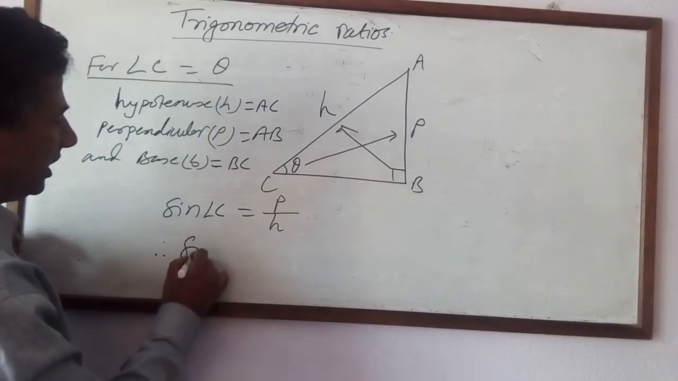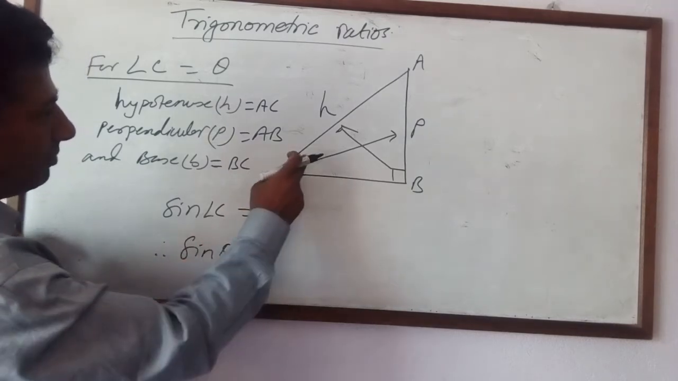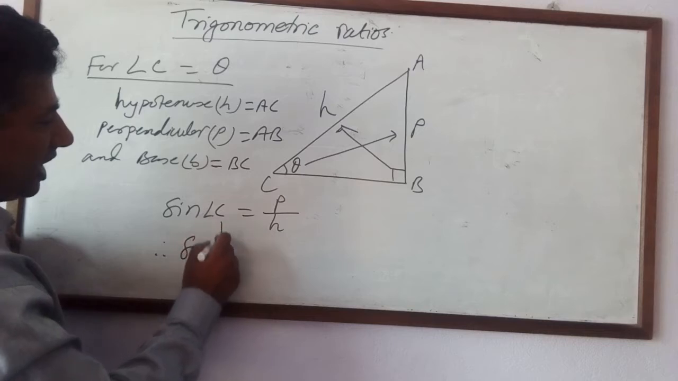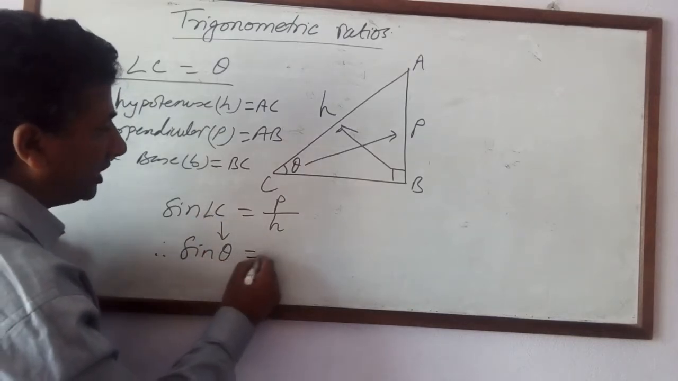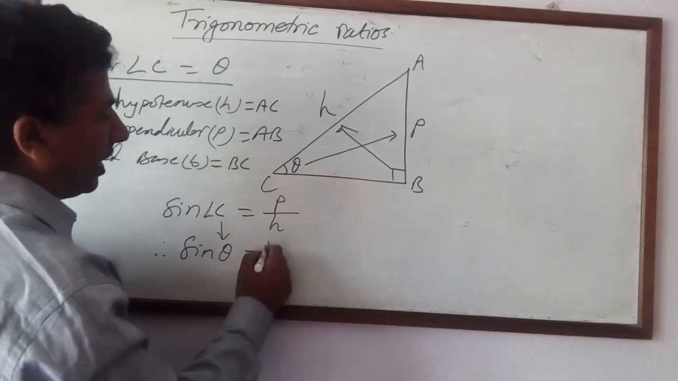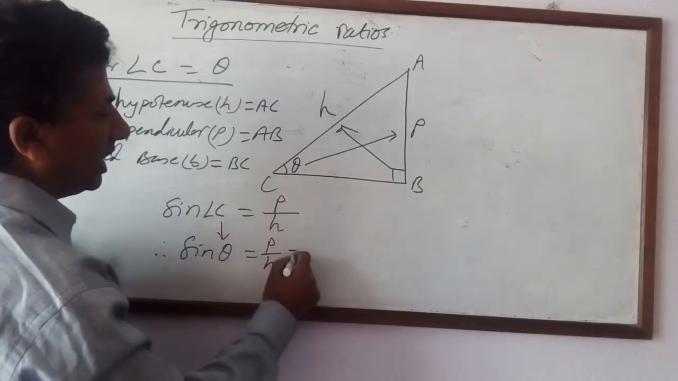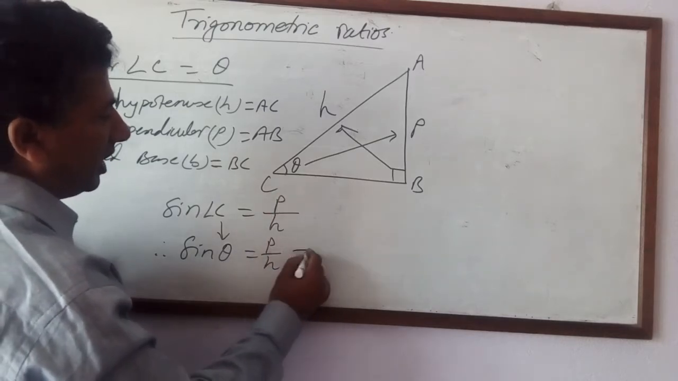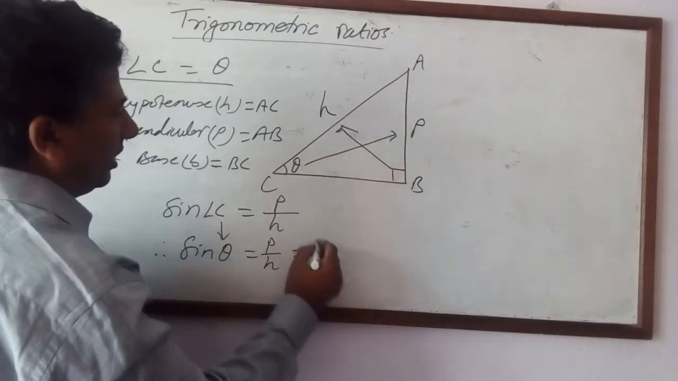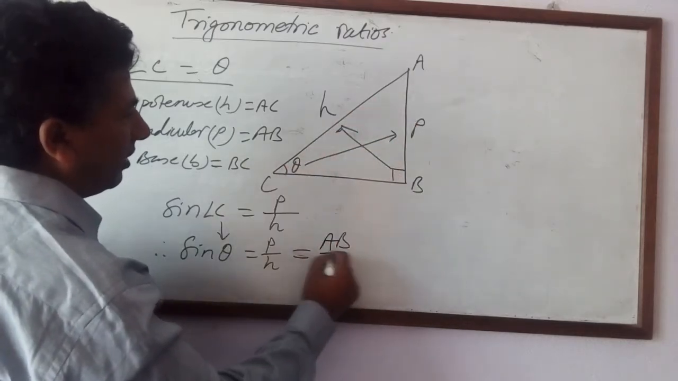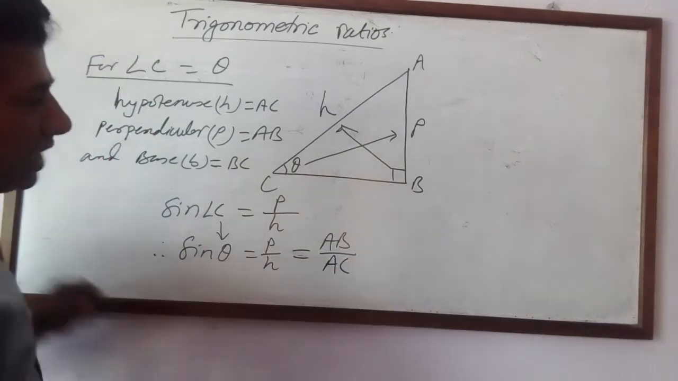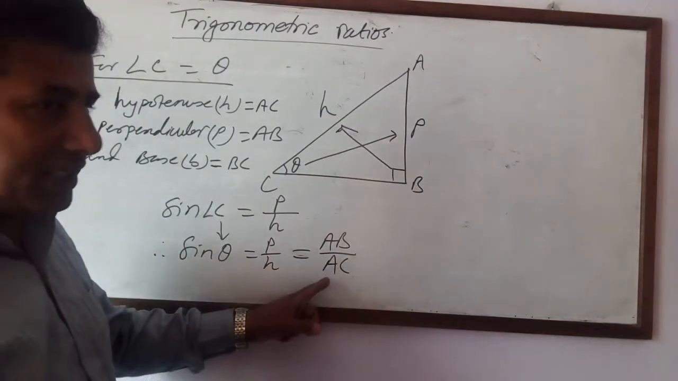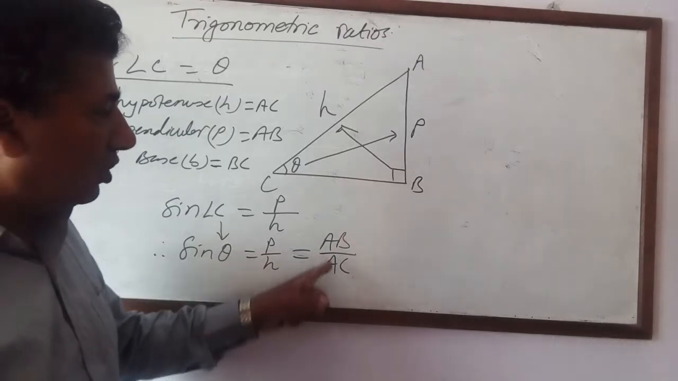Therefore sine theta also you can write. Sine theta, the value of angle C is theta. In place of angle C, I wrote the value, that is theta degree. That is P by H. Which side is P for this? P means side AB. H means AC side. Now this is the ratio of AB and AC, perpendicular and hypotenuse. These two, this is the ratio.